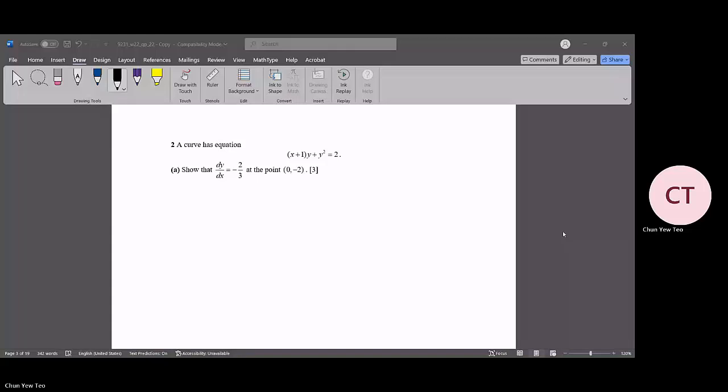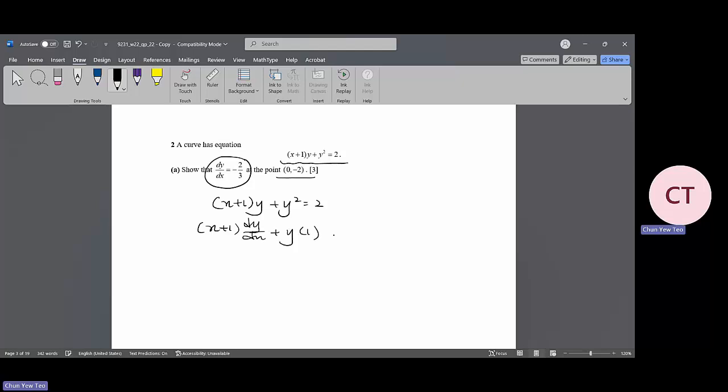The curve has equation (x plus 1) multiplied by y plus y squared equal to 2. Show that dy/dx equals negative 2 over 3 at the point (0, negative 2). What you need to do is implicit differentiation. This is the equation they give you. Keep the left, differentiate the right, plus keep the right, differentiate the left, then 2y dy/dx for the implicit differentiation. You get this.